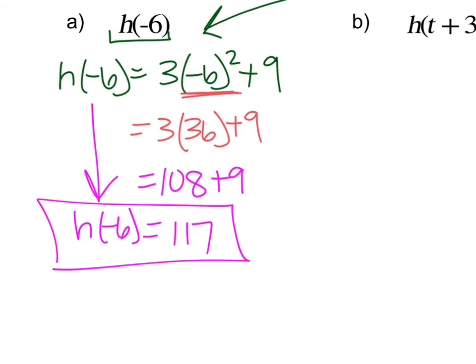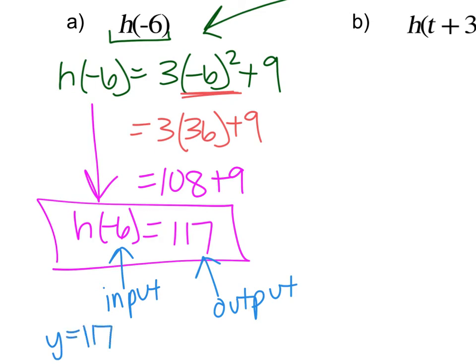And the reason these are helpful is because this tells me the input was negative 6, and the answer or the output was 117. So if we just said y equals 117, I don't know what my input was. But if we use this function notation, it tells us what the input is.